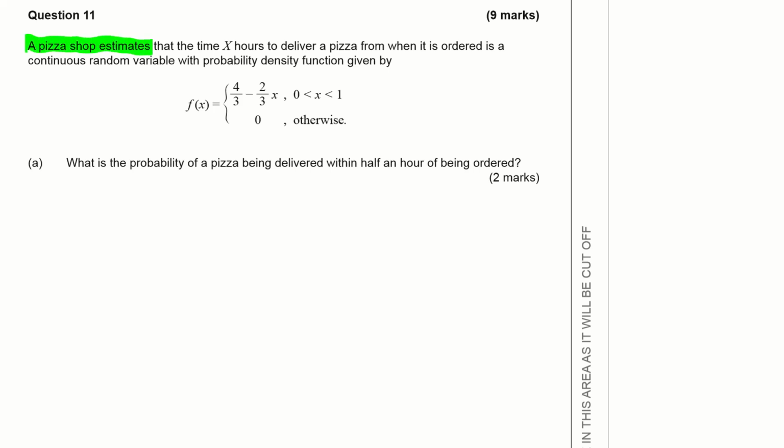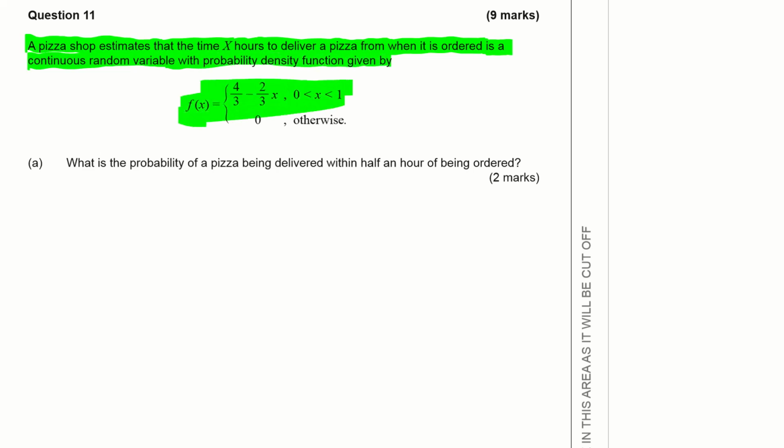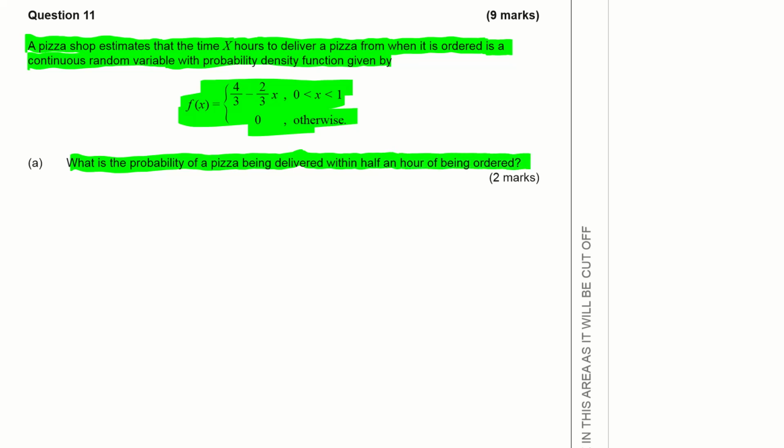A pizza shop estimates that the time x hours to deliver a pizza from when it is ordered is a continuous random variable with probability density function given as shown here. What is the probability of a pizza being delivered within half an hour of being ordered?